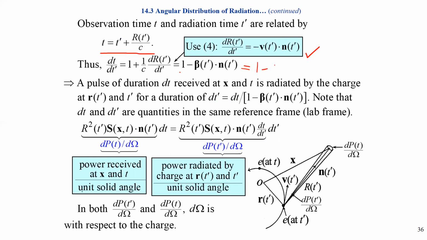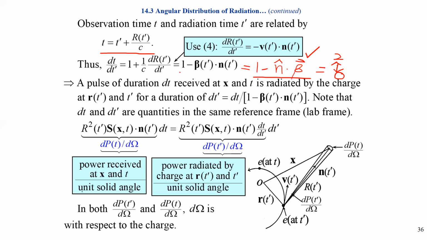Using equation 4, we have these relations. 1 minus n dot beta. Okay, beta is normalized velocity. So this one, the largest value is 2. Smallest value is 1. It is somewhere between 0 to 2.